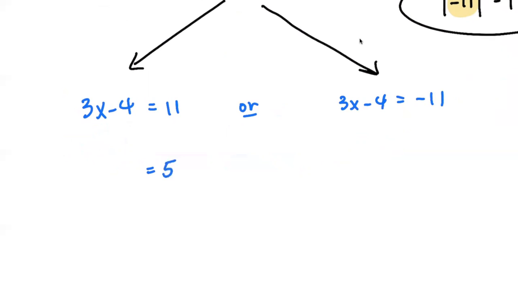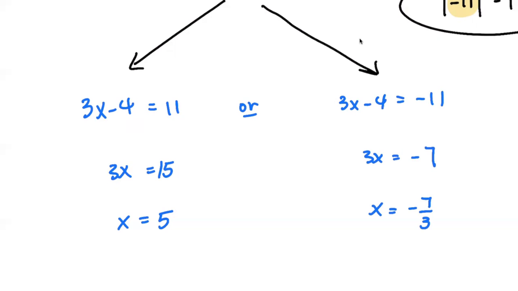We add 4 on both sides. So sorry, this would be 15 on the right. So 3x is equal to 15, and then we divide by 3 on both sides. So 15 divided by 3 is 5. So we have x equals 5. And then for the other one, we have 3x, and then add 4 on both sides. That would give us negative 7. And then x is equal to negative 7 over 3, because we want to divide by 3 to get rid of the 3 from 3x.